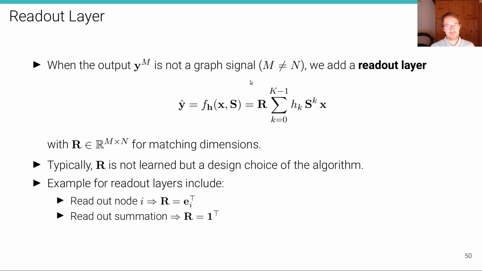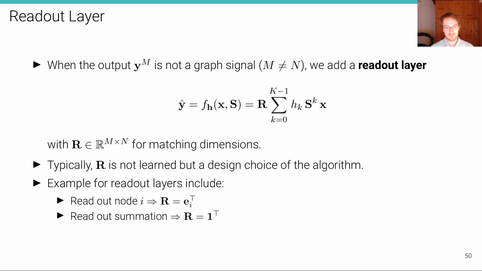So we have used n as the number of vertices or nodes in the graph, which means the input signal is an n-dimensional vector. Now we assume that the output is an m-dimensional vector where m is not equal to n. So we can of course take the prediction of this graph filter, which is n-dimensional, and multiply it with an m times n-dimensional matrix R, the so-called readout matrix R, for matching dimensions. And typically, R is not learned, but is a design choice of the algorithm designer.